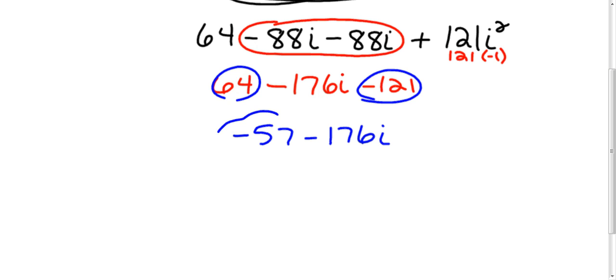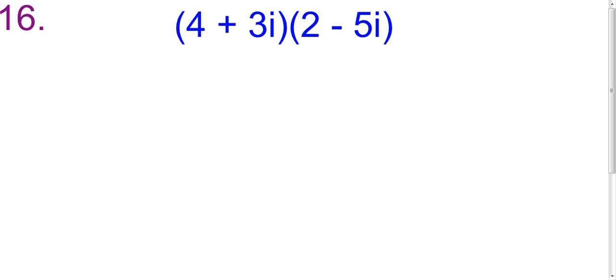176i. And just so you know, in accelerated math, they might have that the other way around also and have it be negative 176i minus 57. And if they do, it is the same answer, and that is okay.